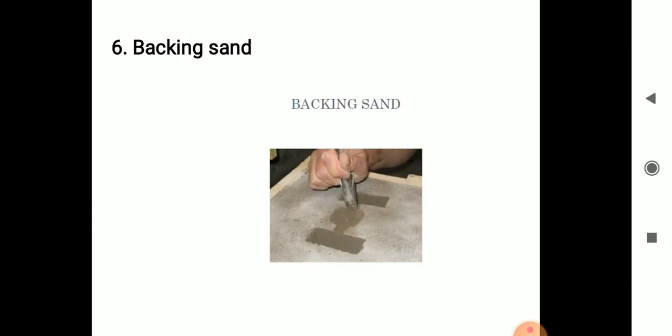Next one is backing sand. See in the figure, backing sand. Backing sand is the bulk of the sand used to back up the facing sand and to fill up the volume of the flask. It consists mainly of old, repeatedly used molding sand, which is generally black in color due to the addition of coal dust and burning on contact with hot metal. Because of the color, backing sand is also sometimes called black sand. The main purpose for the use of backing sand is to reduce the cost of molding. This is the backing sand.